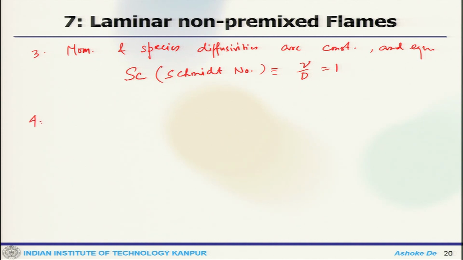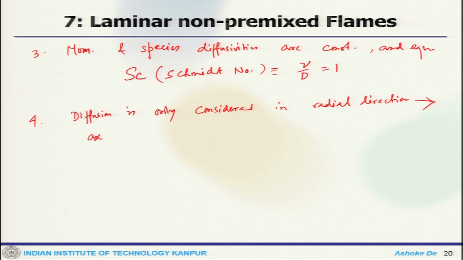Number 4, diffusion is only considered in the radial direction, not in the axial direction. Which means the axial diffusion is neglected.